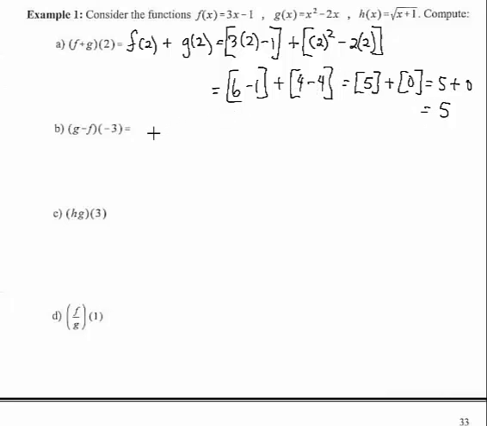Okay. B, we have g subtract f. So what I want to do is take negative 3, put it in g, take negative 3 and put it in f. I can write that this way.